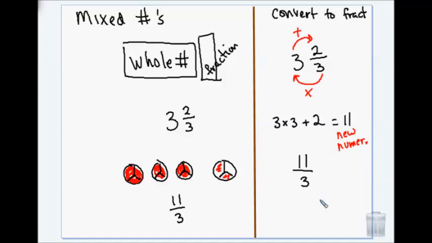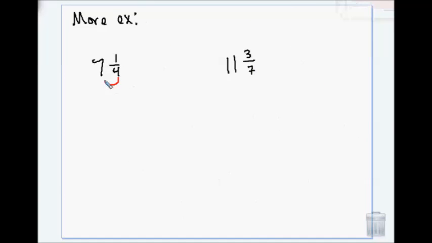So new numerator, same denominator. That's the pattern. Start at the denominator, multiply, add, going clockwise. So again, starting with my denominator, I'm going to move clockwise. I'm going to multiply and then add. So I get 4 times 7 is 28, plus 1, 29 fourths.